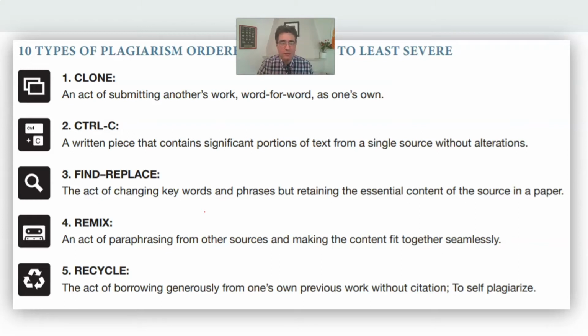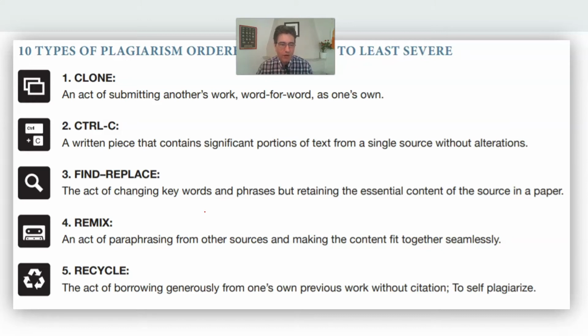The recycle, which is the act of borrowing generously from one's own previous work without citation to self-plagiarize, and we'll be talking about that. Mind you, some of these are more or less common in writing for publication, because once you start writing for publication, it's assumed that you're wanting to make a contribution to your field, to your discipline.